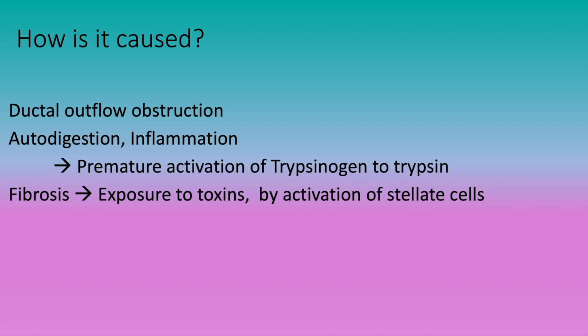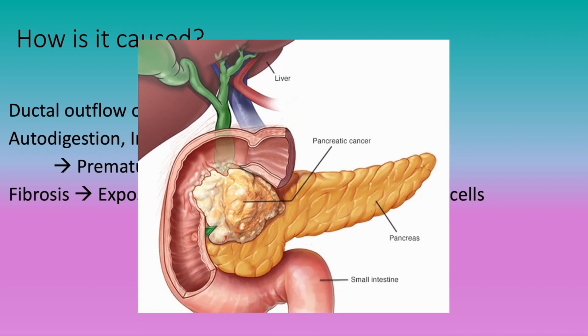How is it caused? We have ductal outflow obstruction, which is going to stimulate the auto digestion and inflammation of the pancreas. Lastly, fibrosis will be caused due to the activation of the pancreatic stellate cells. In this picture, we can see the cause of the ductal outflow obstruction, which is pancreatic cancer.